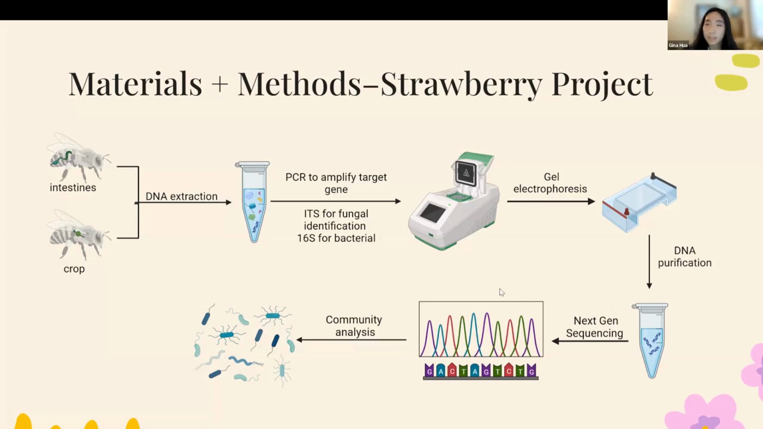And once we have the sequences of the DNA, we can find what types of microbes, what types of fungi, or what types of bacteria are in the crop or intestine. And from that, we can do a community analysis.